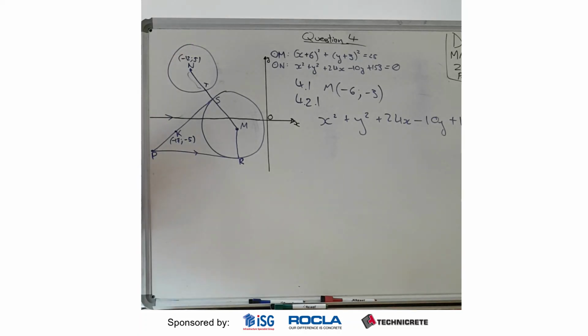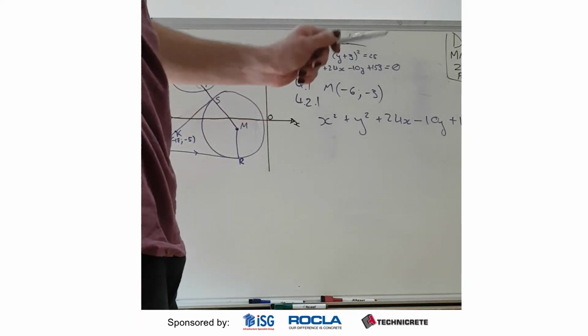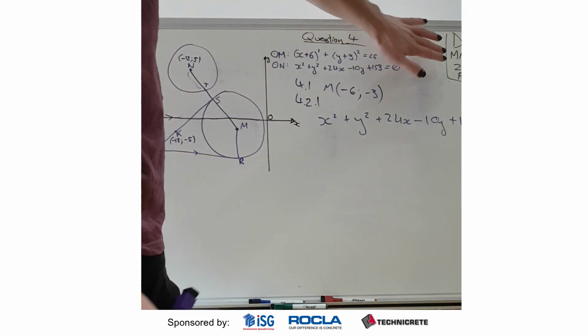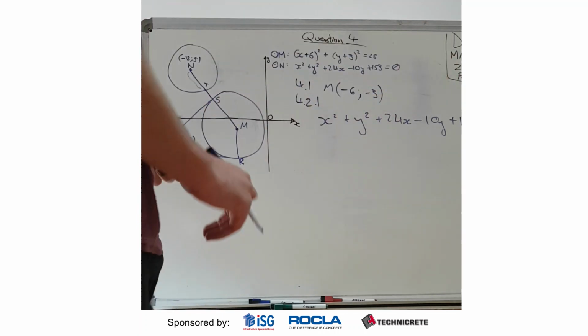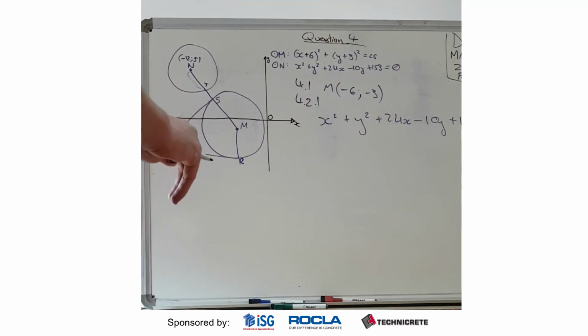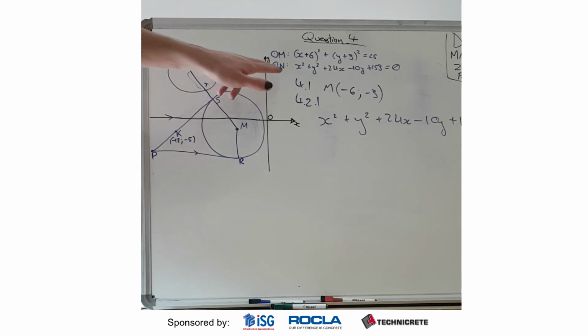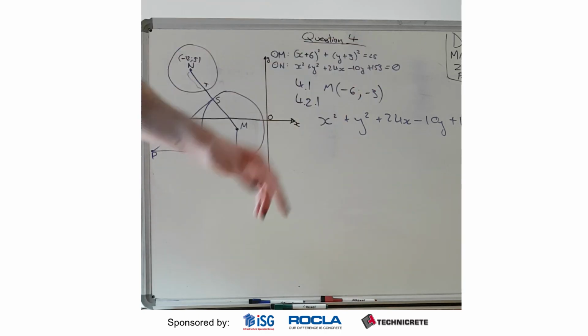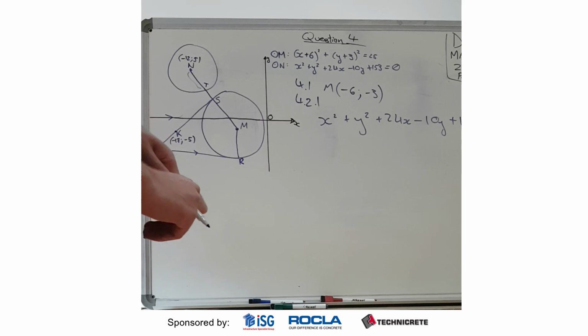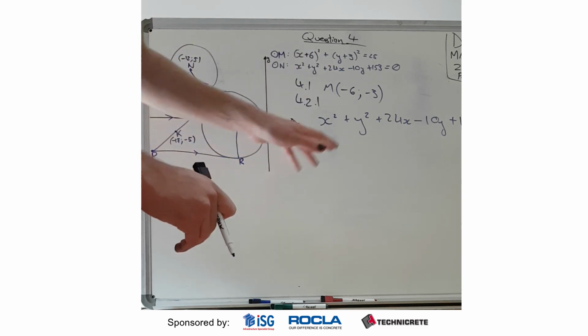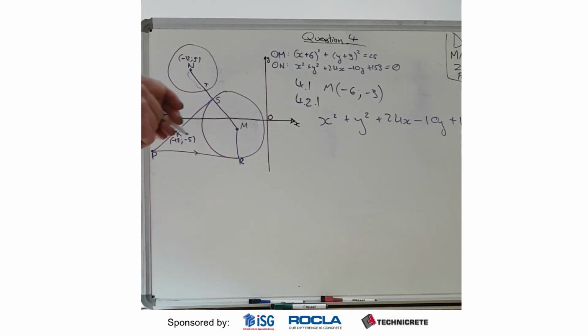Right, welcome back. We are looking at question 4.2.1, last year's Core Maths past paper 2. They ask us to find the length of the radius of the smaller circle. Now, they've given us the equation of the smaller circle, but it's not in standard form. If we can get it into standard form, however, the radius should be very easy to calculate.